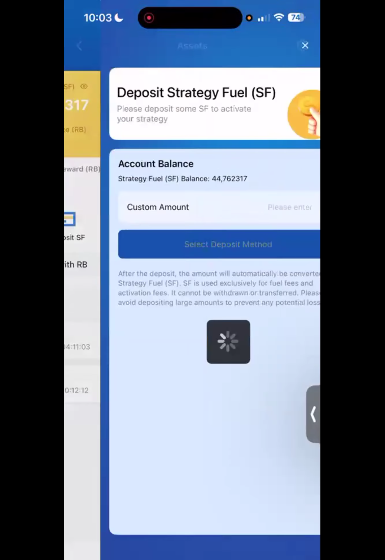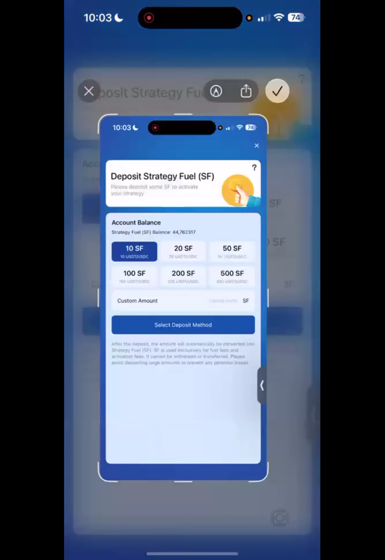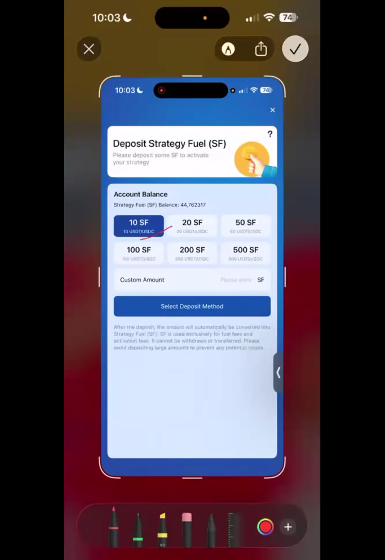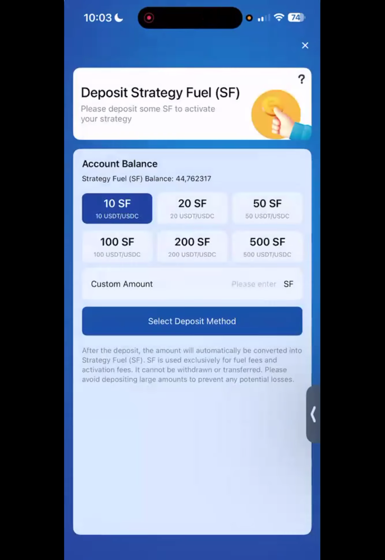So deposit SF. If you want to deposit some strategy fuel, you need to tap deposit SF. How much do you want to deposit? Is it 50 or 10 or 20 or 200 or 500 or 100? So you tap on it. Now you can see USDT and USDC is attached. It means it doesn't matter where you are withdrawing from.